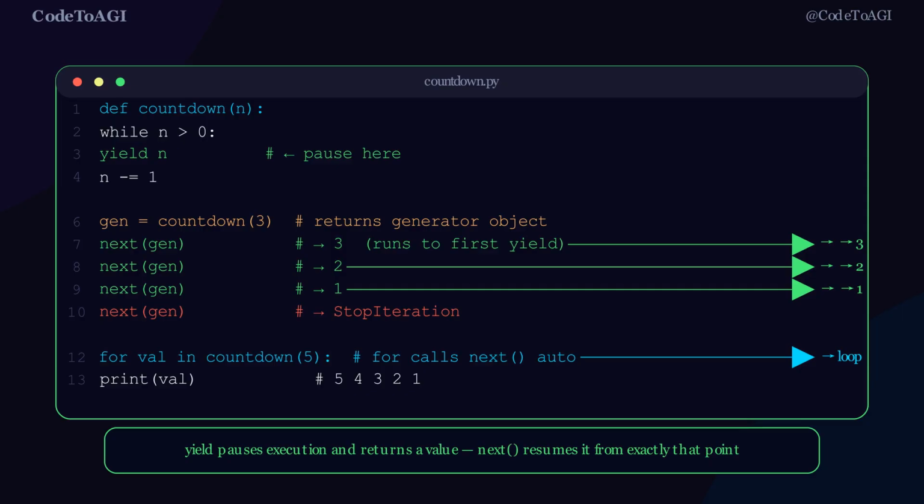The next call to next resumes from exactly that yield statement, decrements n, loops back, hits yield again, and returns 2. When n reaches 0, the while loop exits, the function returns normally, and Python raises StopIteration to signal that iteration is done. A for loop calls next automatically and catches StopIteration for you, which is why for val in countdown works without any manual next calls. Yield is the keyword that turns a plain function into a generator.